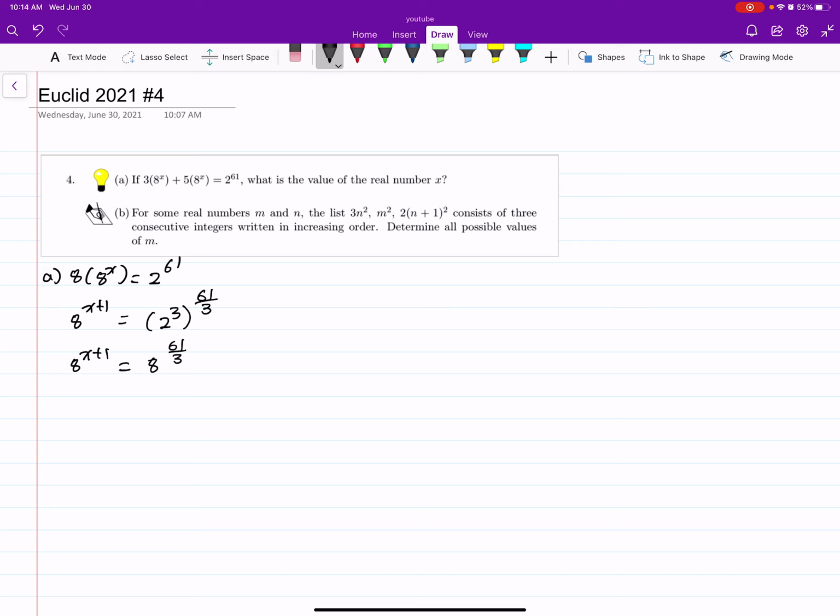Since we have everything in the same base, the exponents are going to be equal. So x plus 1 is equal to 61 over 3. And from there, we can solve for x, which is 58 over 3.